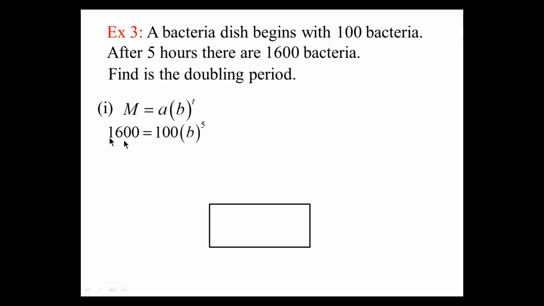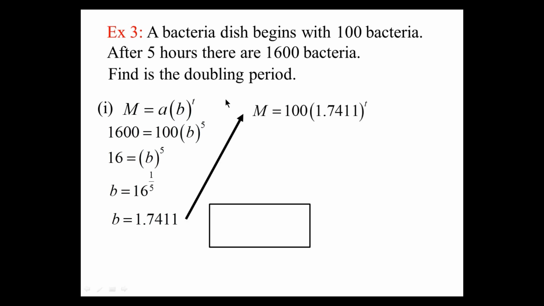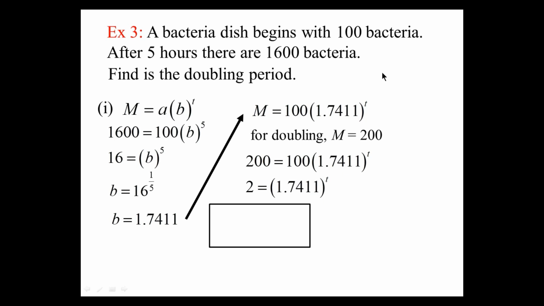We have to solve for b. Divide by 100, so we'll have 16, and take the 5th root of both sides. Here I've written the 5th root of b to the 5th is b, and that must equal the 5th root of 16, which is 16 to the 1/5. On a calculator, hit the space bar and try it yourself. 1.7411. So we know the b value. So now we can write this. We know the a value, we know the b value, and so the question is find the doubling period. So now the 100 has to turn into 200. Plugging it in and then dividing through by 100, we have this.